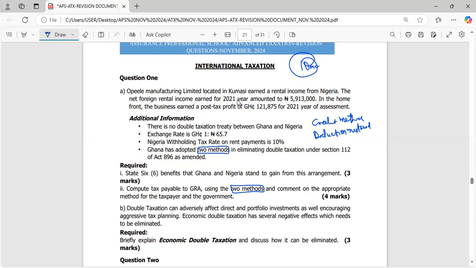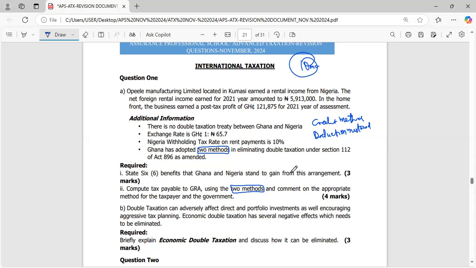Now, let's solve the question. Let's answer the first question. What are some of the benefits of double taxation agreement? This is for 3 marks.